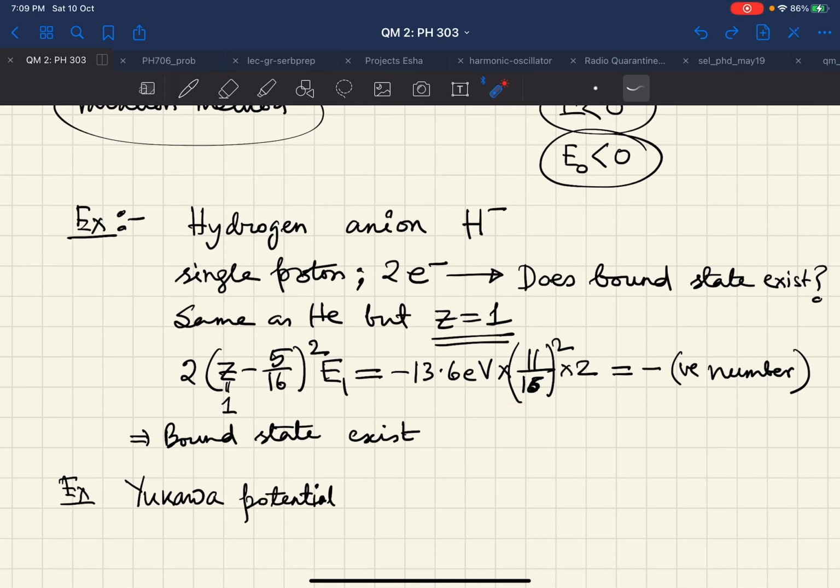Of course there are many more examples. One very important example is that of the Yukawa potential. We will discuss the Yukawa potential in detail, and we will comment on the existence of a bound state in the Yukawa potential. That is very interesting, and we will discuss it when we discuss some tutorials.